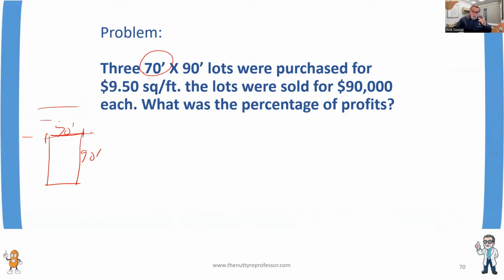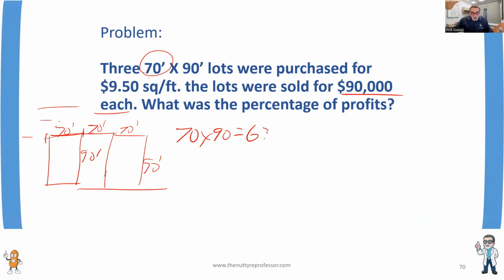But it's 3 of them, right? So lots were purchased for $9.50 per square feet. The lots were sold for $90,000 each. So again, there's 3 lots. All of them are 90. This is 70. This is 70. So let's figure this out. We have 70 times 90. That's going to give us 6,300, but it is 3 lots, correct?